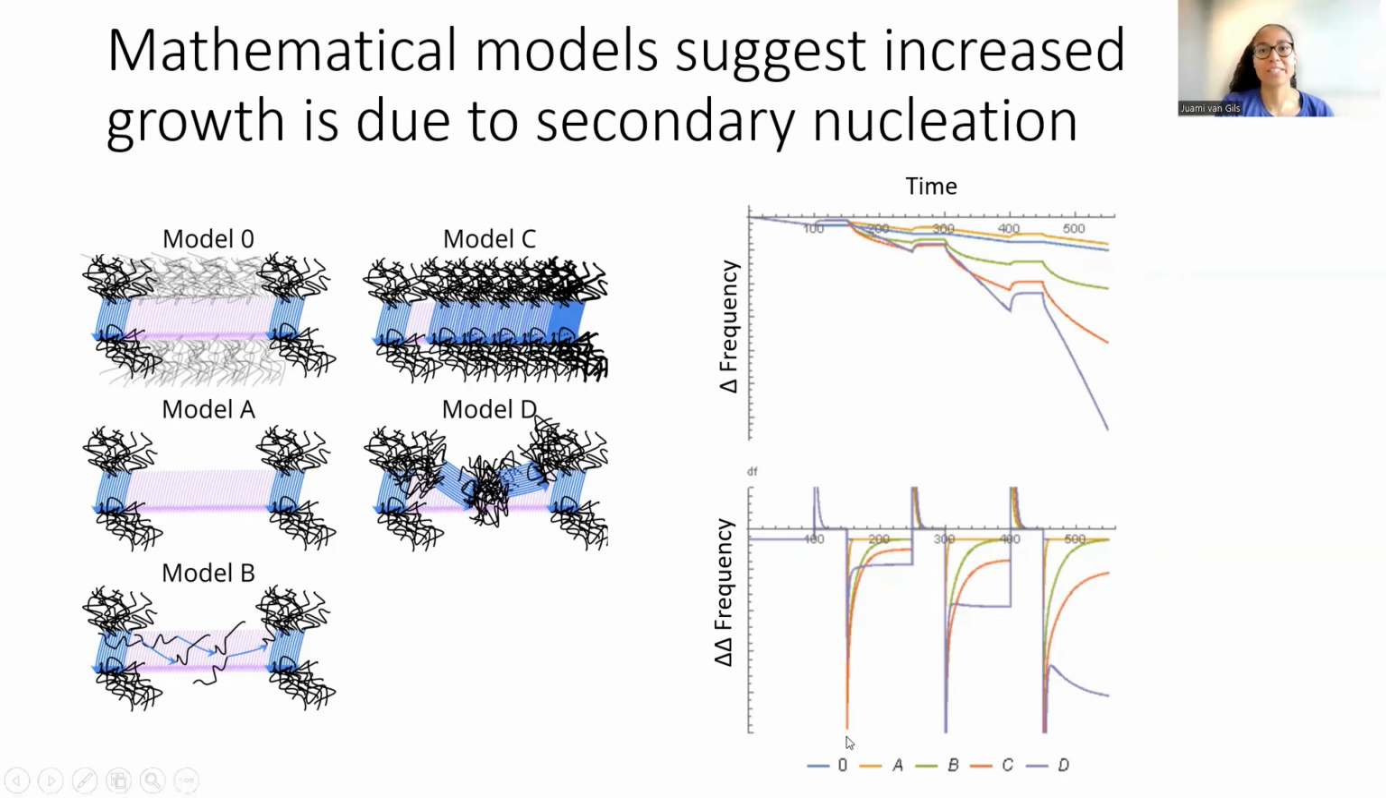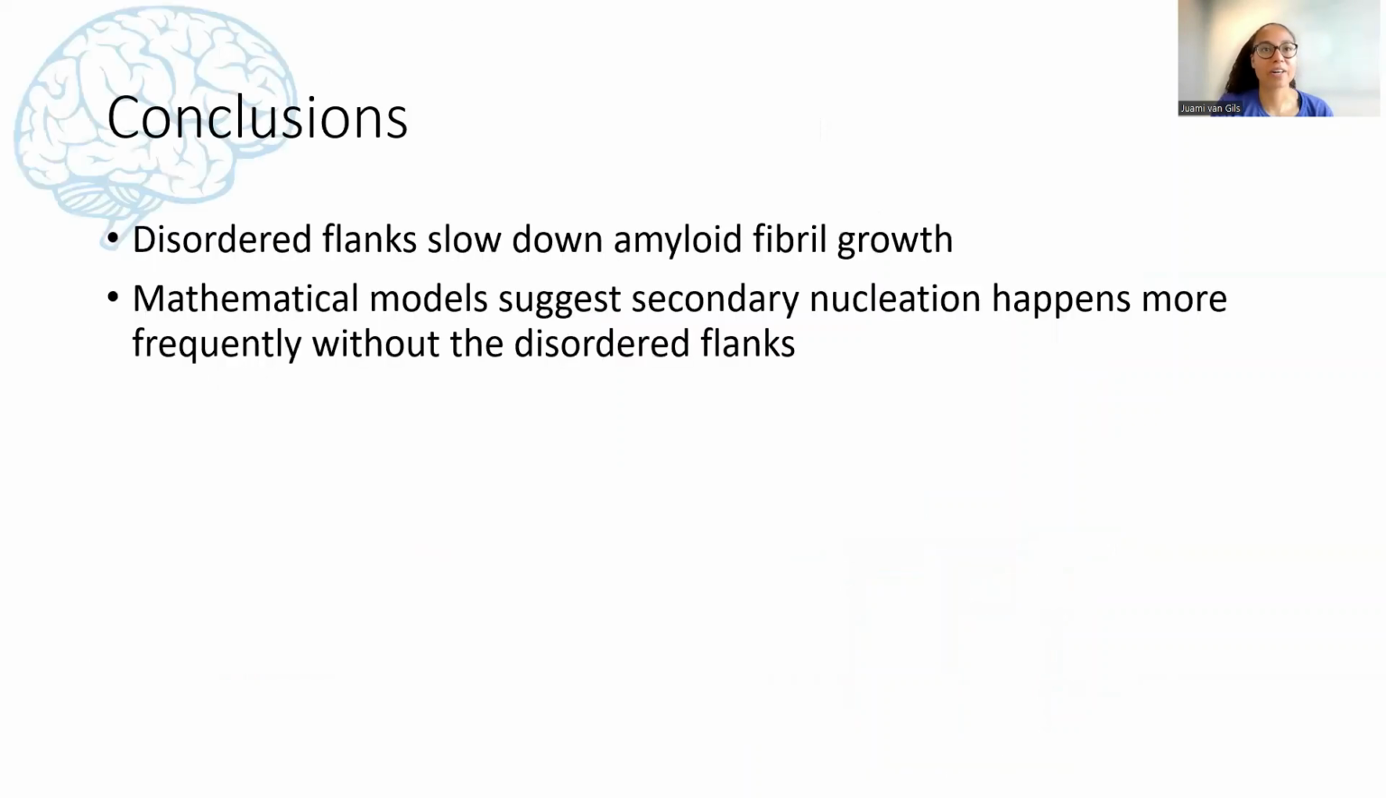Now, as you can see on the right, so model C and D are here indicated in red and purple, and they lead to the fastest increase in growth rate and correspond the best to what we've seen in our experimental work. So this suggests that either model C or D is happening. Now, if the surface binding of these monomers to the fibril leads to the growth of new fibrils, we call this secondary nucleation. And so in conclusion, we can conclude that the disordered flanks slow down the amyloid fibril growth, and the mathematical model suggests that the increase in growth that we see when there's no flanks present is due to secondary nucleation.